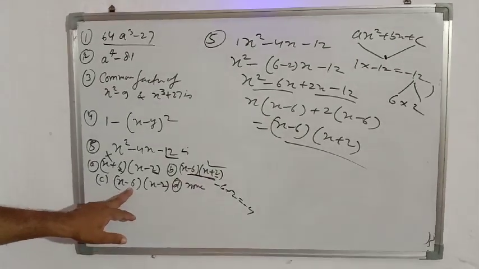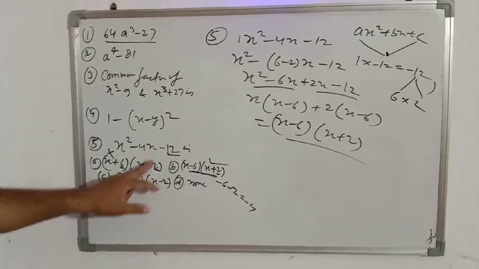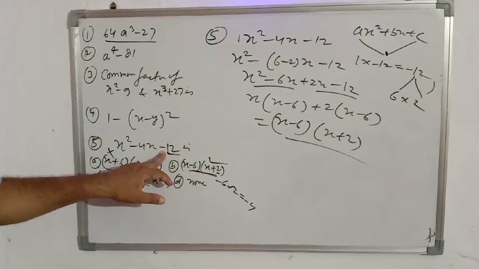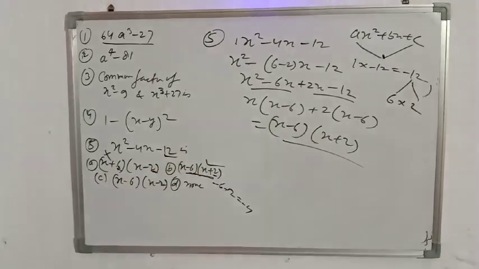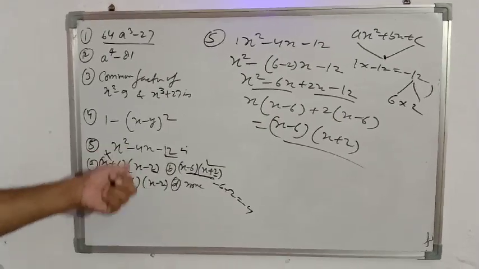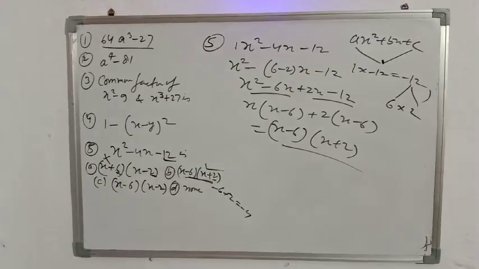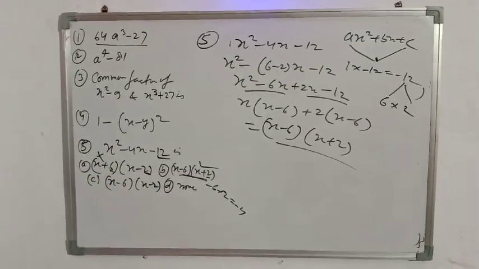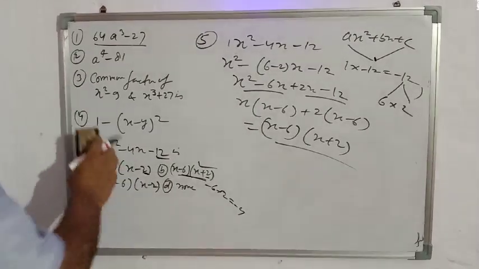So this answer is correct. See the third one. Minus 6 into minus 2, it will come plus 12. But plus 12 is not given in the question. So this one is not correct. So with the help of the options, you can tell which option is correct. So I have taken 5 questions from factorization.